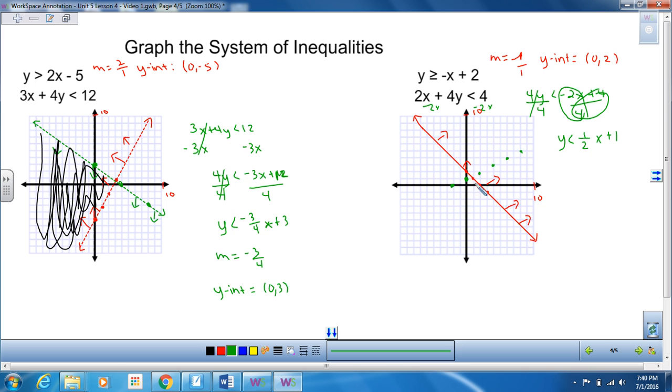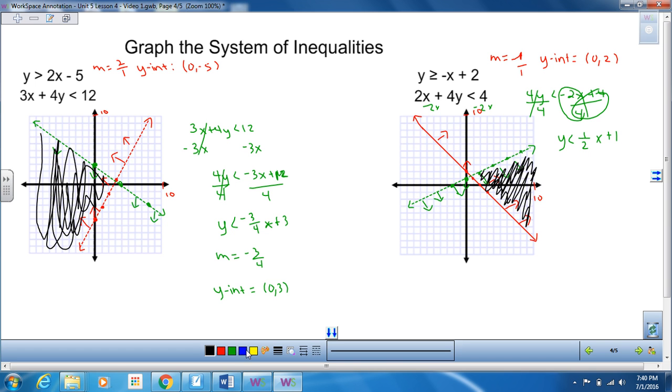Okay, so this will be a dashed line. And I want to shade on the side of the line that is below the y-intercept. So here's my y-intercept, so below would be this side. Okay, and I see that my shading is overlapped right here.